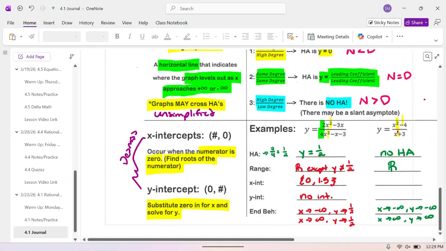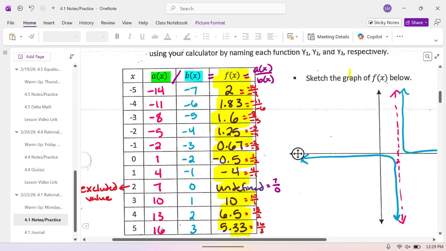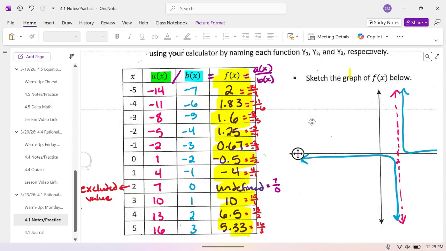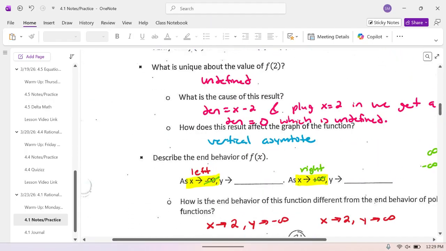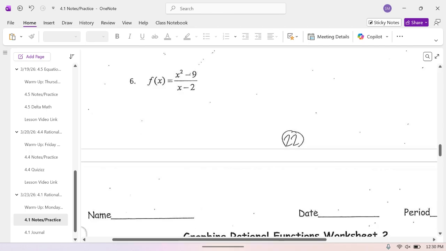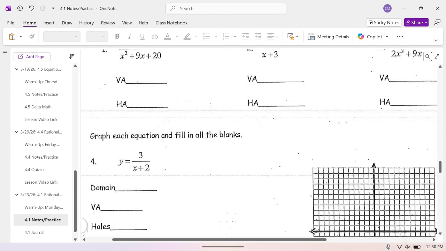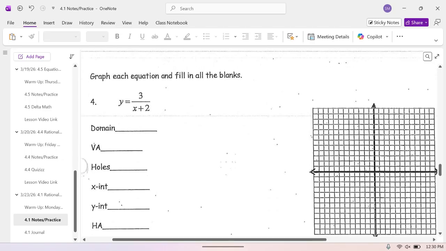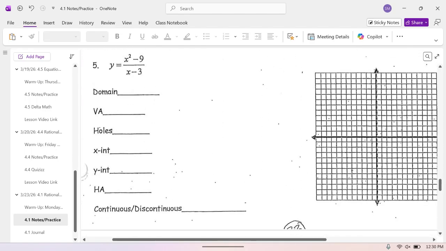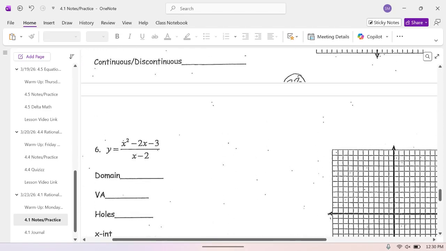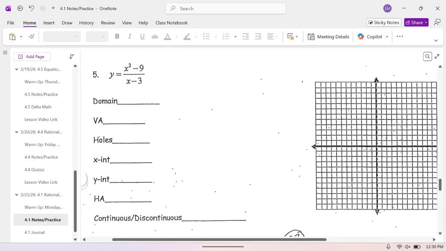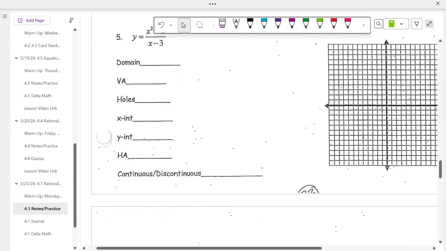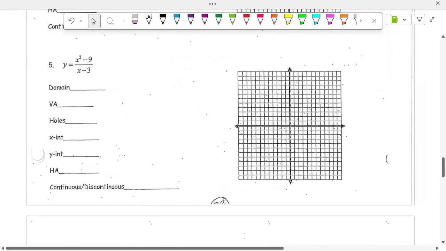Okay, so last thing I want to do, go back to your packets. Last thing I want to do is just do one or two problems where we're actually finding everything together. So go to page 23 and let's look at number 5. Page 23, number 5.